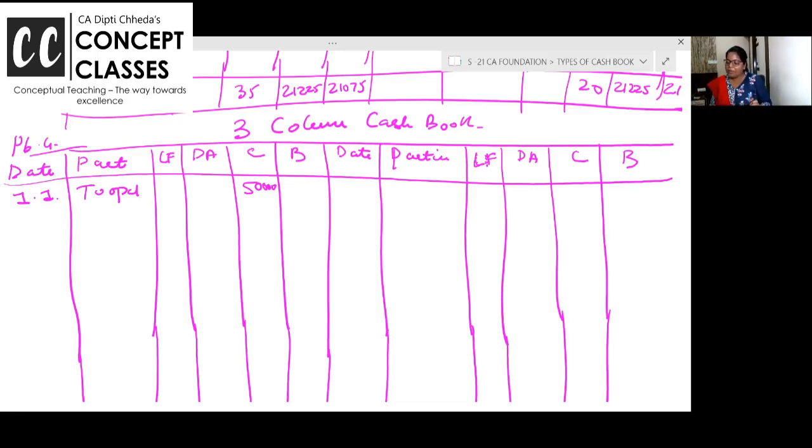Opening balance of cash is 50,000. Bank is 20,000 overdraft, so write it on the credit side. 1st of January, by opening balance. Bank balance, if it is overdraft, write it on the credit side. Otherwise, cash column is always on the debit side.